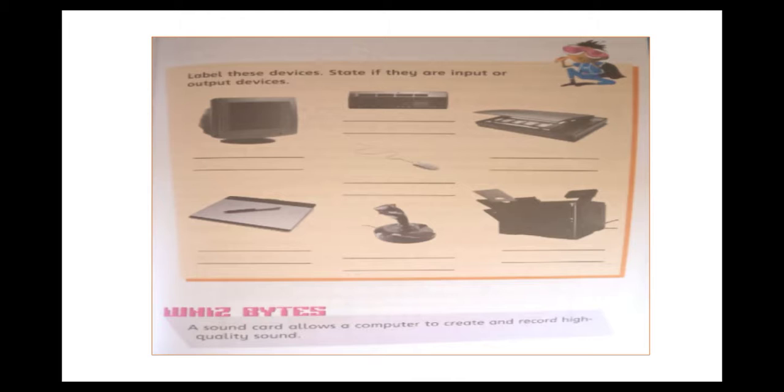This is page number 13 in your book. Label these devices and state whether they are input or output devices. The first picture is a monitor, and it is an output device. The second is a keyboard, and the keyboard is an input device. The third is a scanner, and it is an input device. Mouse is an input device. The fifth one is a graphic tablet, and this is an input device. Joystick is also an input device, and printer is an input device.